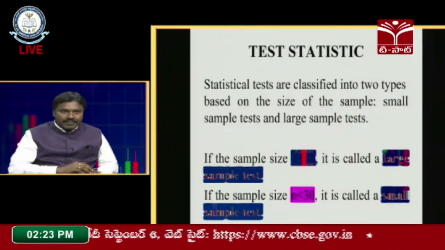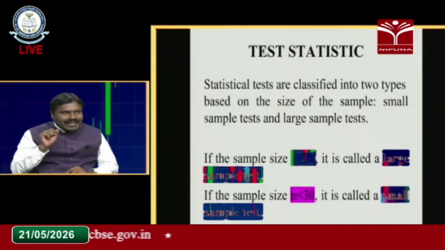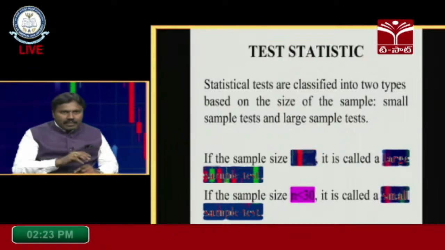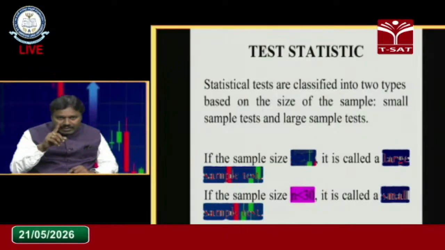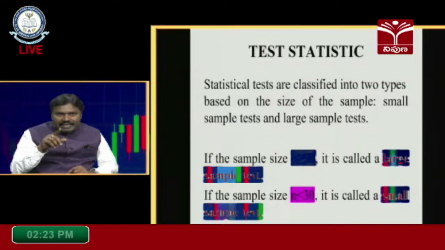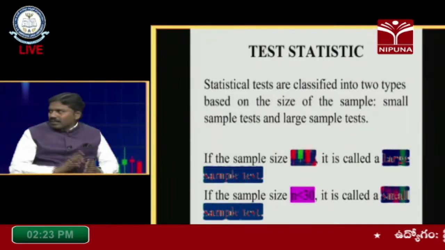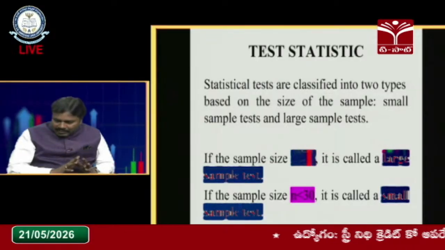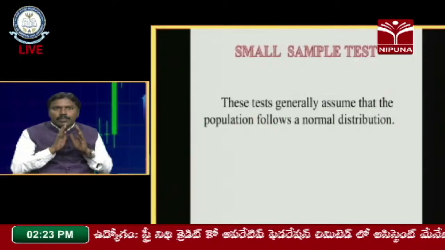Important key point for everyone: if your sample size n is greater than or equal to 30, it is called a large sample test. If n is less than 30, it is called a small sample test. So there are two kinds of sample tests, large and small, and based on this, we use the appropriate test.